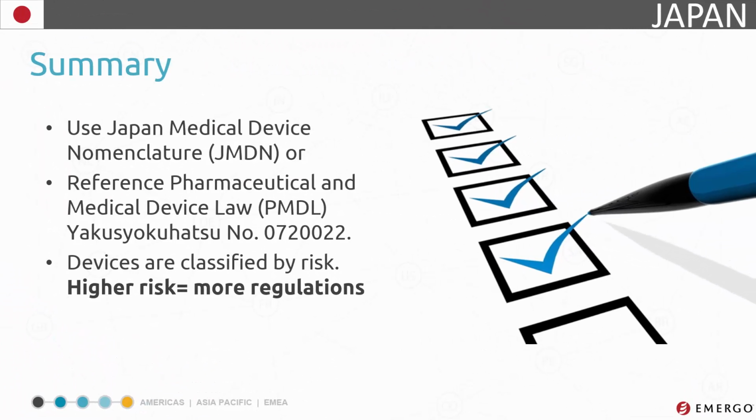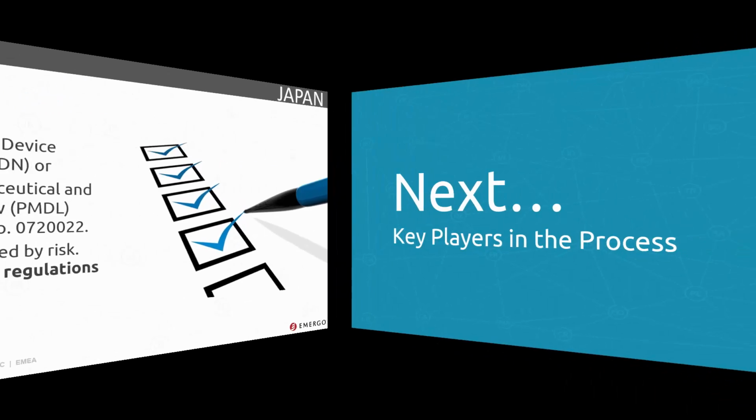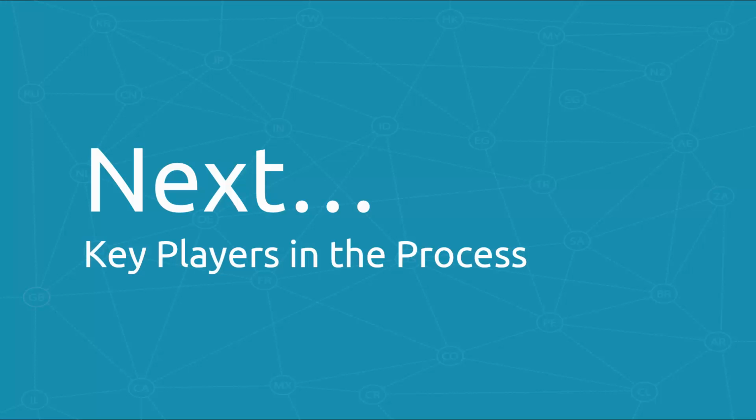In this module, we covered how Japan determines medical device classification using the JMDN for existing device types and the rules established by the PMDL for other devices. We also took a look at examples of the different device classifications. Next, we'll take a look at the primary parties involved in the registration process.